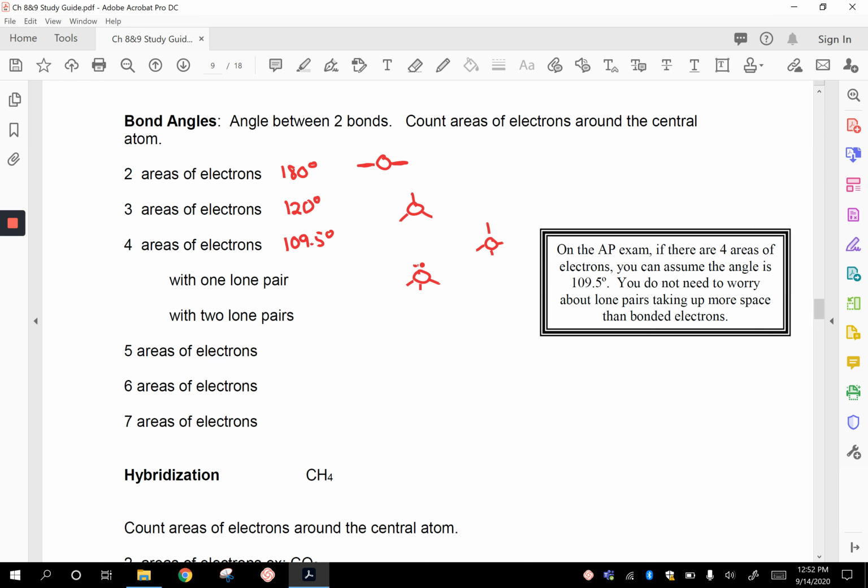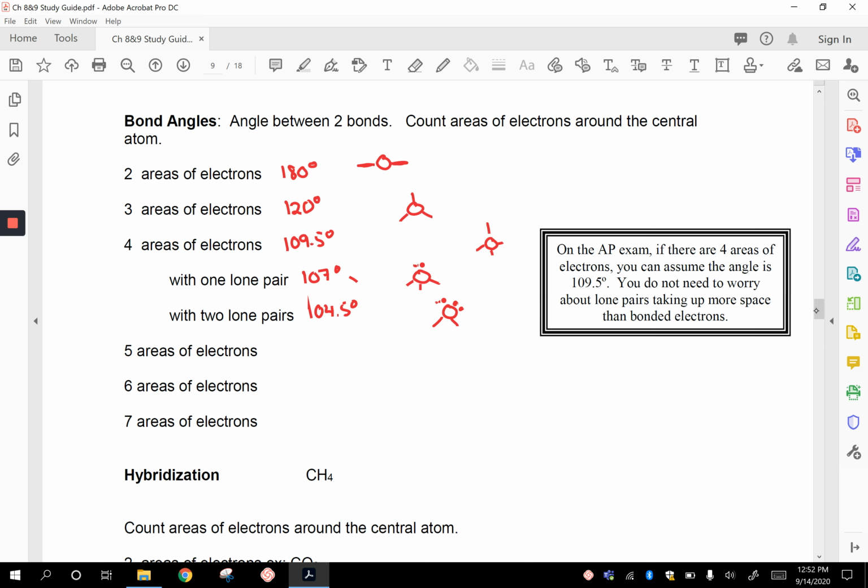Now, if you have 4 areas of electrons, but one of them is a lone pair, the angle is just slightly less than 109.5. It's about 107 or 107.5. If you have 4 areas of electrons, but 2 of them are lone pairs, so it looks like this, those lone pairs, again, push a little bit on that angle, and so they bring that angle a little bit closer, and so it's actually 104.5 or 105 degrees.